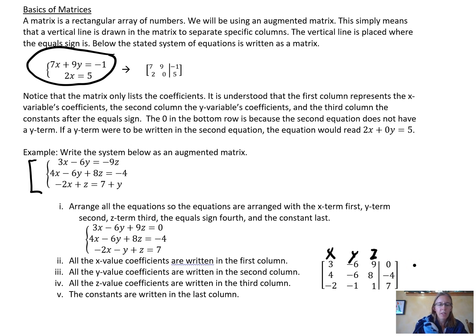Another way I like to write this is I like to take that first equation and write it across the first row, remembering just to write the coefficients. The second equation is the second row, and the third equation is the third row. So that's how you take a system of equations and write it into a matrix.